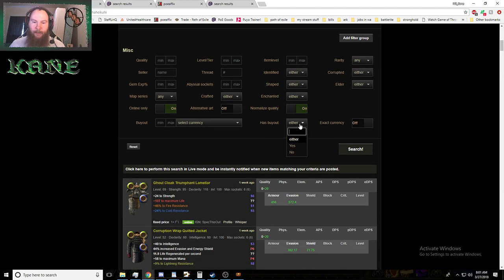And then has a buyout, yes or no. This is good if you're searching for something that you want to get a little bit cheaper. Some people find it to be kind of pointless, but if you're buying some leveling items, you can actually get them a couple chaos cheaper by just spamming everybody that doesn't have a buyout. Literally, one right after another, offer one chaos, offer one chaos, offer one chaos, over and over again, all the way down the line.